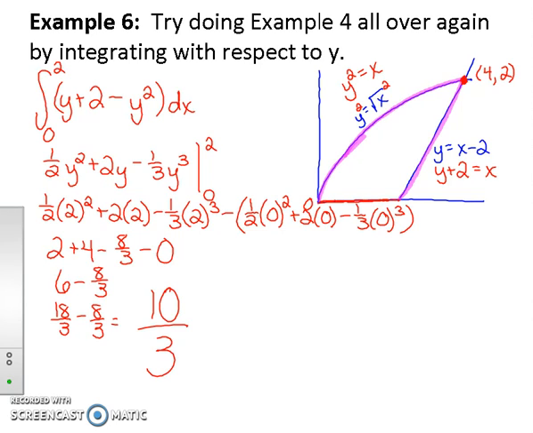All right, so that wraps up area between curves. You've got an AP practice problem there down at the bottom of your notes. Give it a try, and we'll talk about it the next time that I see you.